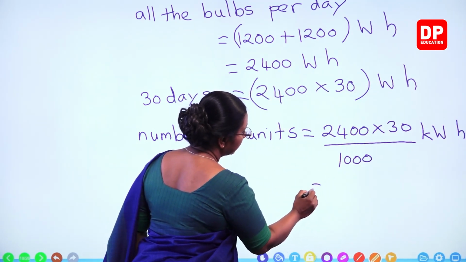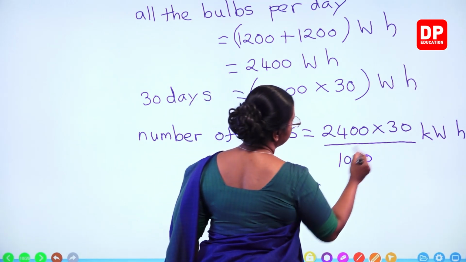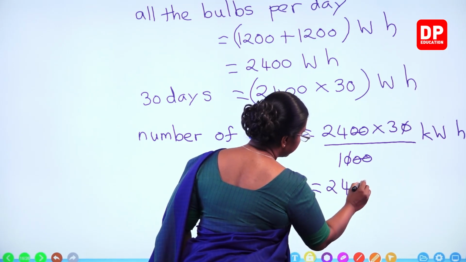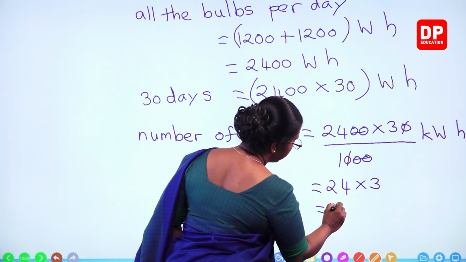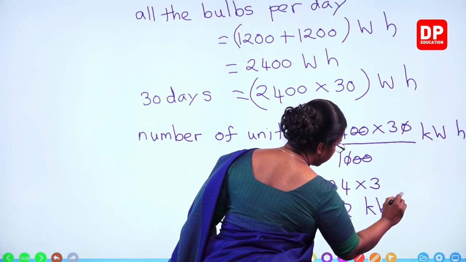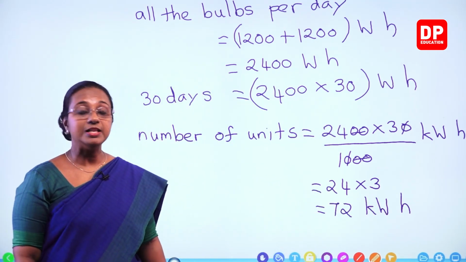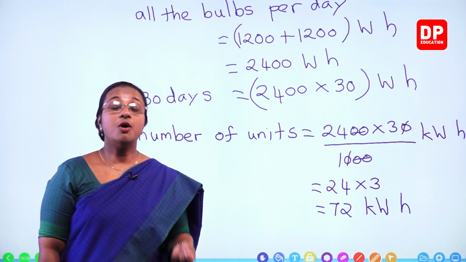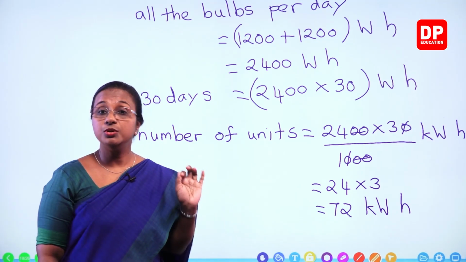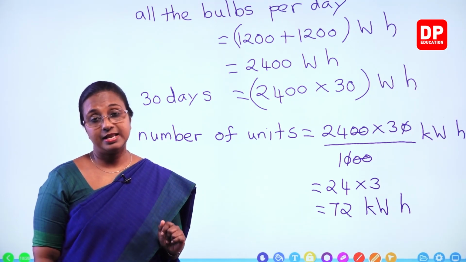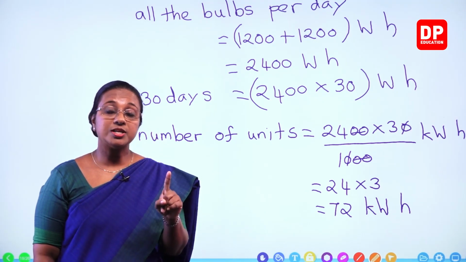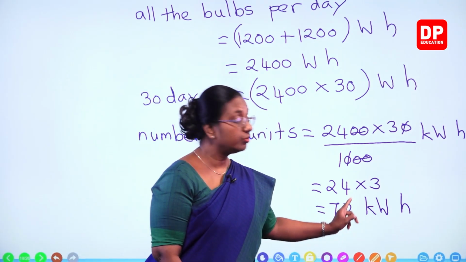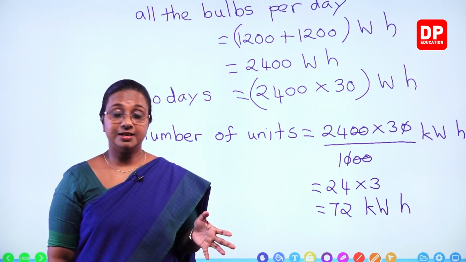So that is going to be the commercial unit. So you can cancel off the zeros. 24 into 3, that is going to be 72 kilowatt hours. So the household will use 72 kilowatt hours of electric energy, or in other words, 72 units of electric energy, because 1 kilowatt hour is equal to 1 unit. So they will consume 72 units of electric energy.